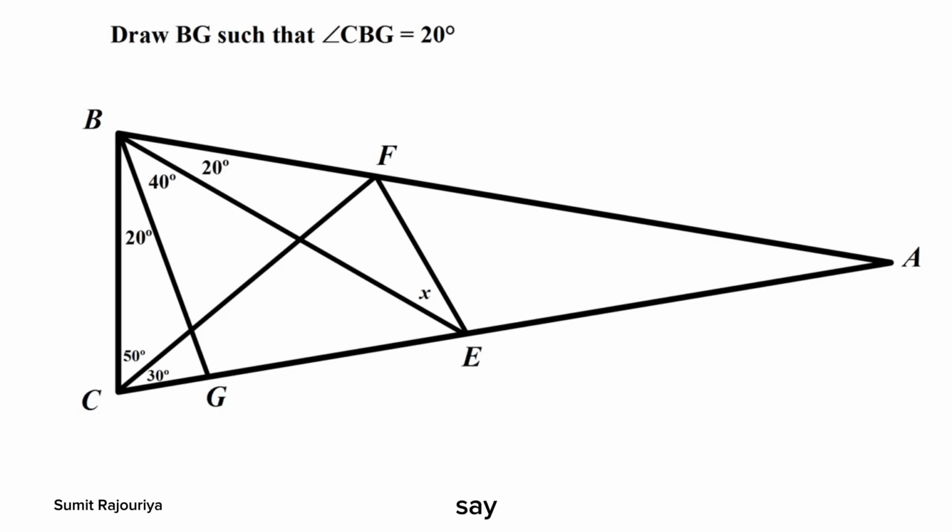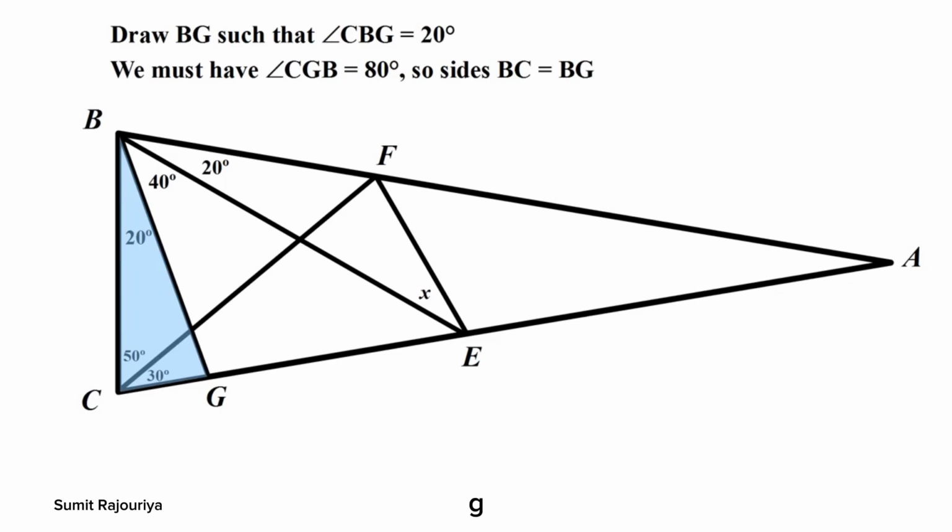Now, what can we say about this triangle? We know that 2 of its angles add up to 100 degrees. So the third angle in this triangle has to be equal to 80 degrees so that the sum of all of the angles equals 180 degrees. So this means angle CGB is equal to 80 degrees.